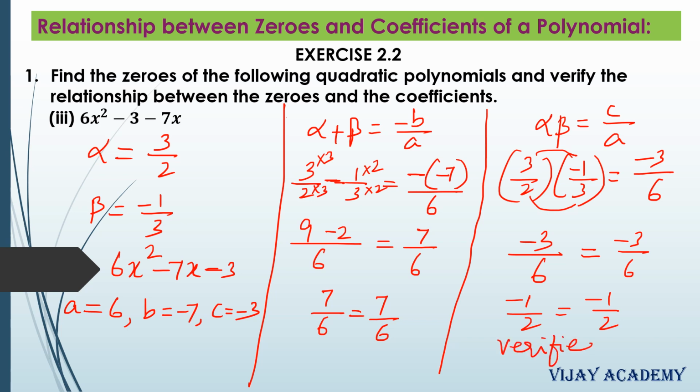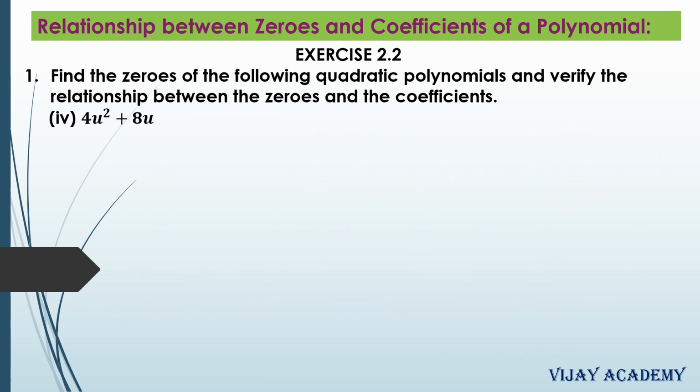So let's move on to question number 4. In question number 4, we have only two terms, that is 4u square plus 8u. Now from each one of them, we have the common factor. This can be made into only one group. So take the common factor and divide each term and write the quotients inside the brackets.